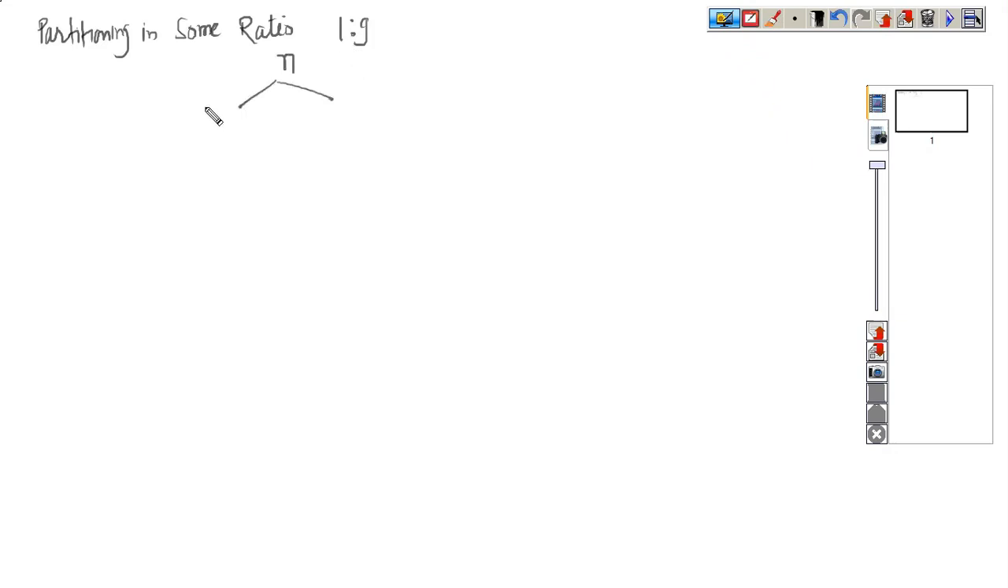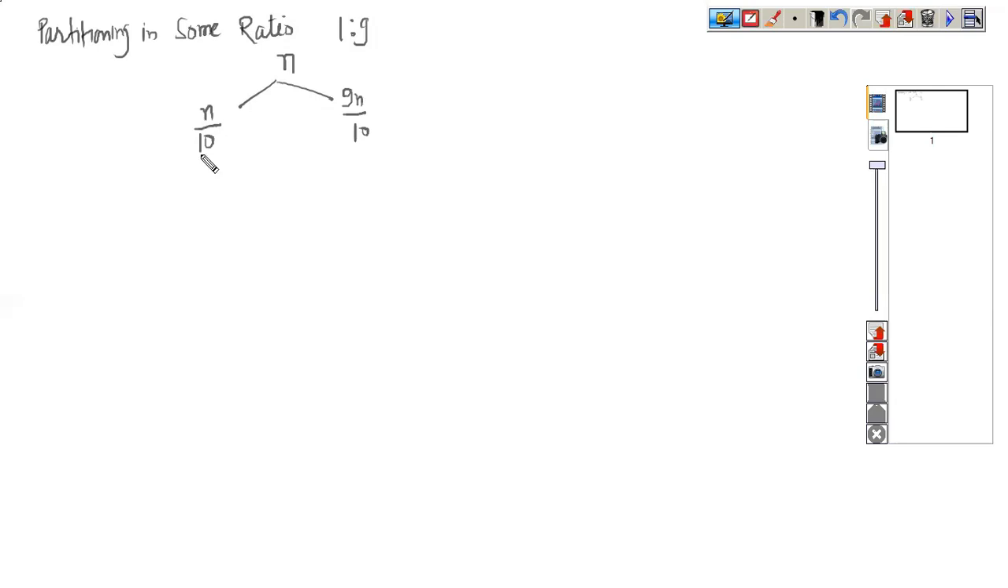So we will get, let's say this is n by 10. This is 9n by 10. We have this kind of a partition. Again, now we have two subproblems. This is the actual problem. We get two subproblems.